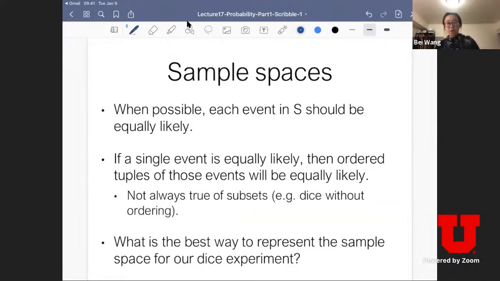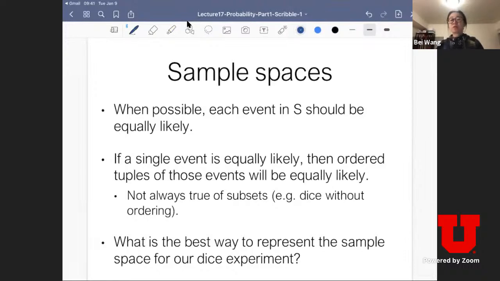So before we go into examples, let's say a little bit more about sample space. Usually, we assume every single event in the sample space happens with equal probability, so they are equally likely to happen. If a single event is equally likely, then ordered tuples of these events will also be equally likely.